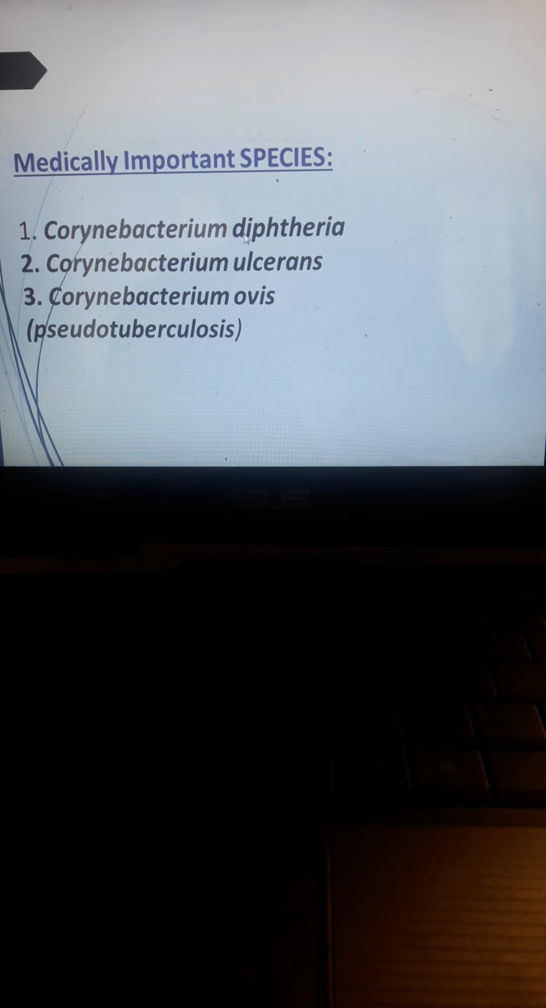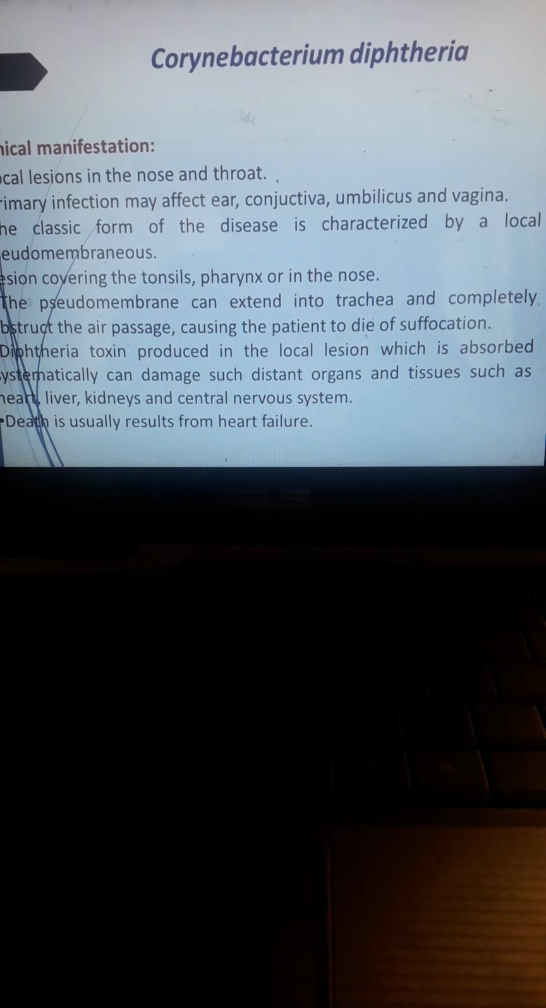Okay, to continue to study about bacteria, we go now to the gram-positive non-endospore-forming bacilli, meaning these are bacteria that have no spores or endospores based on their cell characteristics. So we have the Corynebacterium diphtheriae. This is a pathogenic bacteria. Usually the shape is considered to be club shape. Medically important species are Corynebacterium diphtheriae, ulcerans, and ovis, also known as pseudotuberculosis.